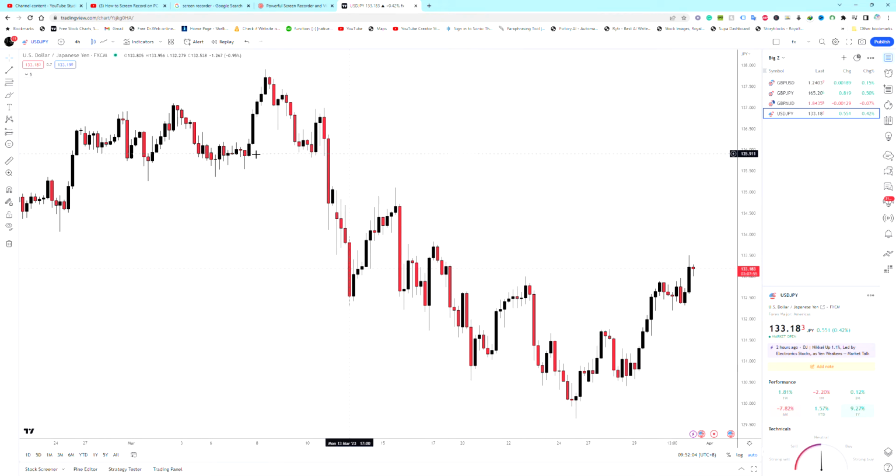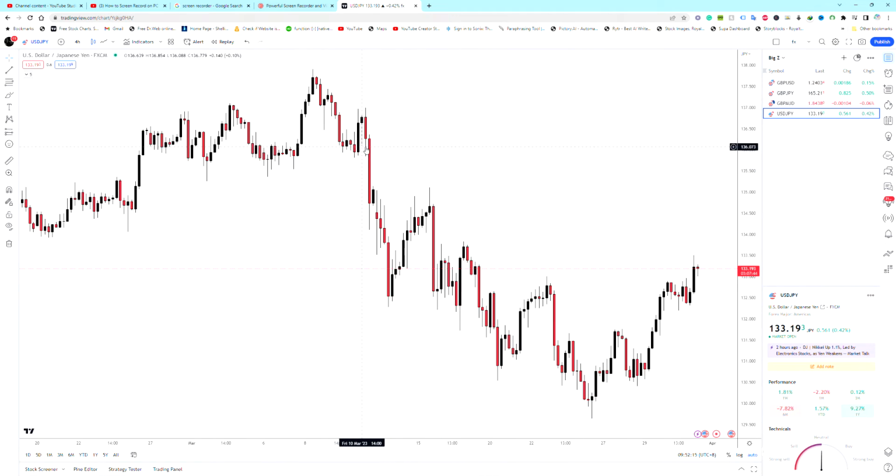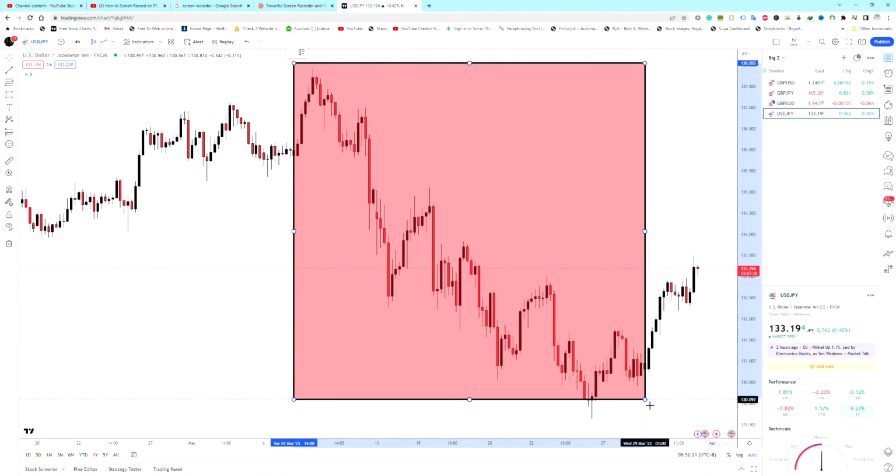Alright guys, so today we're going to be learning about identifying market structure and trends. This is actually important because it's going to help you stop making bad decisions when you're getting into trades and getting in the market at the wrong time. It's actually very simple.